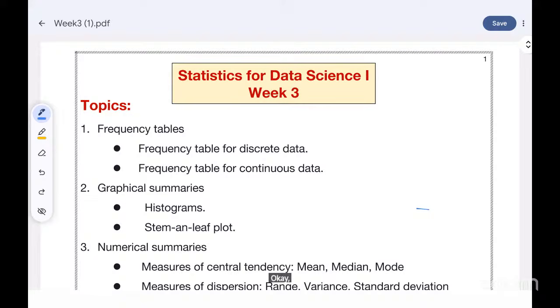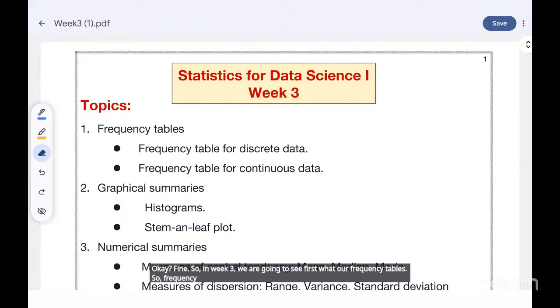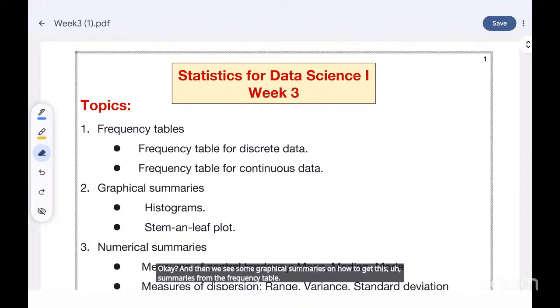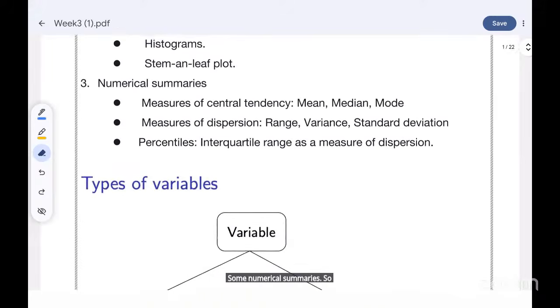Okay. So in today's session, we are going to see all topics from week 3. In week 3, we are going to see first what are frequency tables. A frequency table can be made for either discrete data or continuous data. And then we see some graphical summaries on how to get these summaries from the frequency table. Once we understand how to make graphical summaries, the next step is to see some numerical summaries. So these are the topics we are going to cover today.